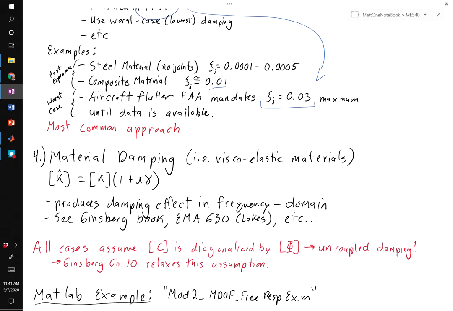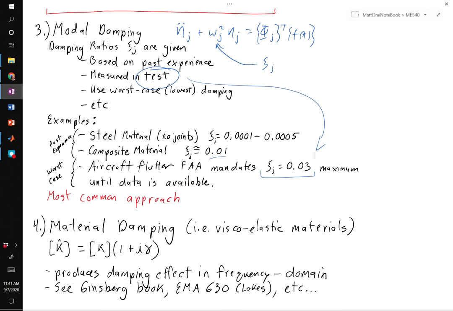The last one that I'll just mention quickly is material damping. And again, the viscosity of materials has been studied pretty extensively. And so one way that they put that into the equations is they define a complex K-matrix, where they say that it's the elastic K-matrix times 1 plus i times gamma, where i is our usual complex number. And doing this, you get a complex part of K, which kind of becomes the damping.